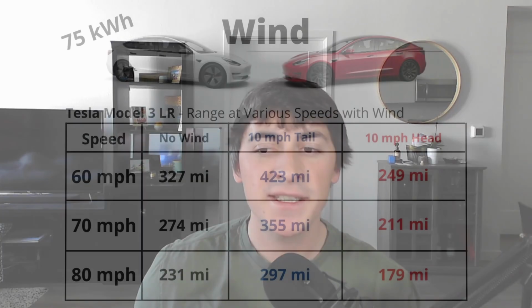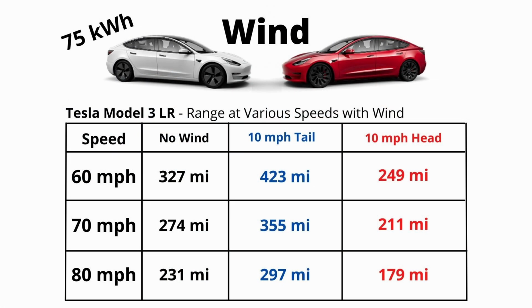So what does this mean for overall range of the vehicle? Well, I'm going to stick to our Model 3 long range example. It has about a 75 kilowatt hour battery pack, and we can take all of our power conversions from earlier and convert them into range. So we have the exact same table setup, and you can see the figures there. If you compare a 10 mile an hour tailwind versus a 10 mile an hour headwind, that can impact your range by almost 50%, which is just crazy.